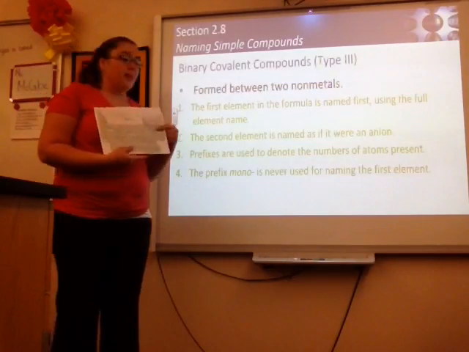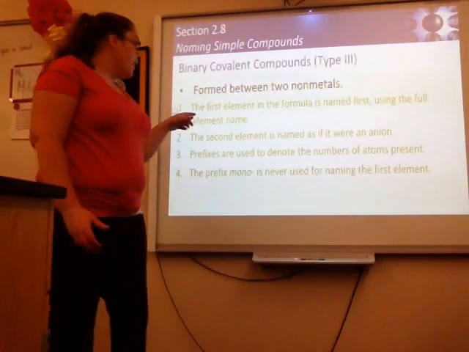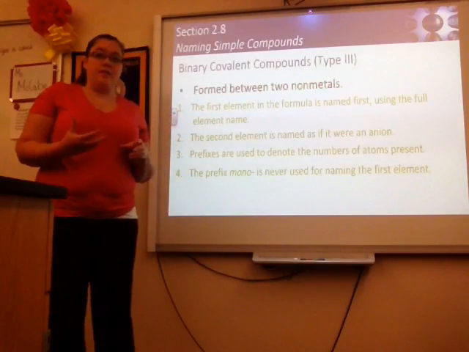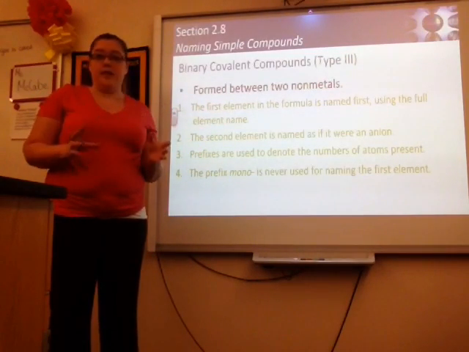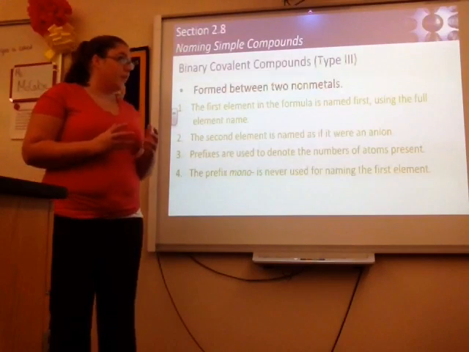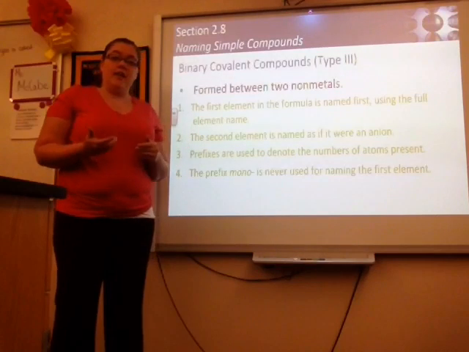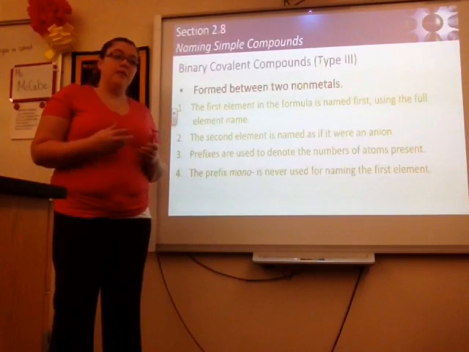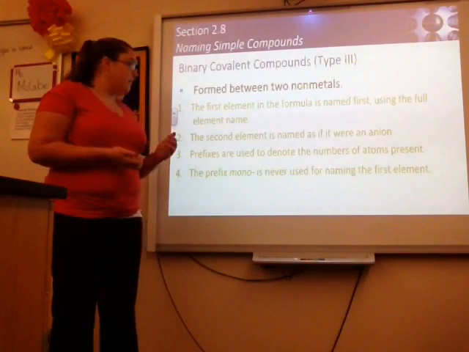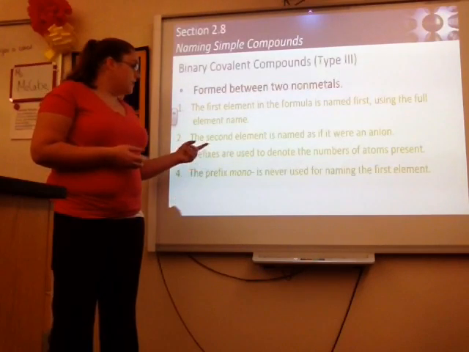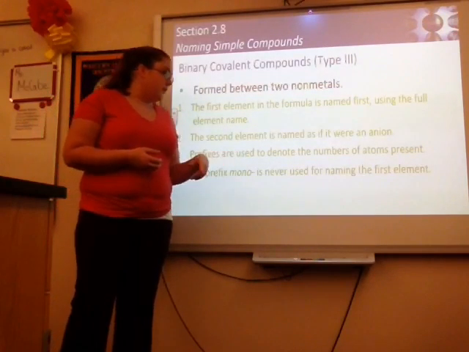The first element in the formula is named first, and you use that first element name. You've been doing it the whole time, we're just going to keep doing it. It always keeps the parent name, the very first cation. The second element is named as if it were an anion. So it's not an anion, but it's going to be named as if it were an anion. And prefixes are used to denote the numbers of atoms present.